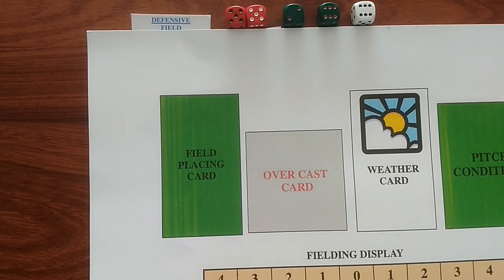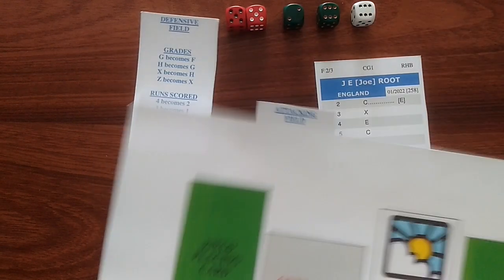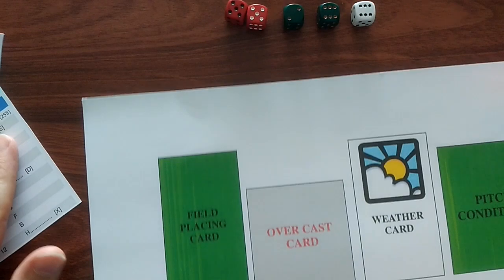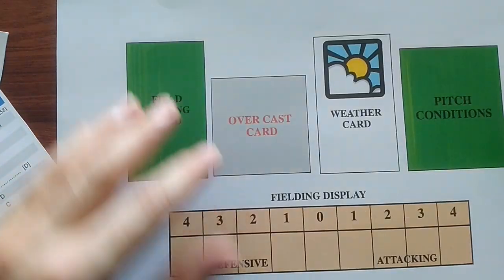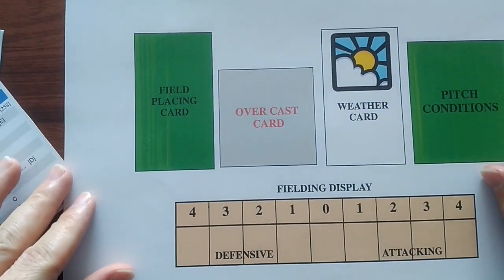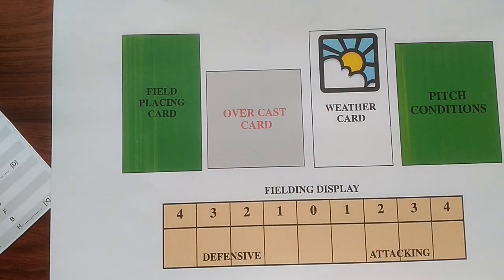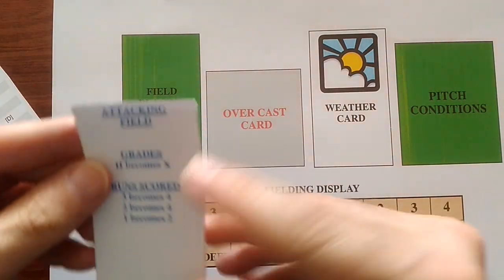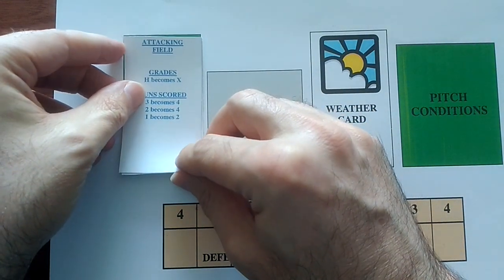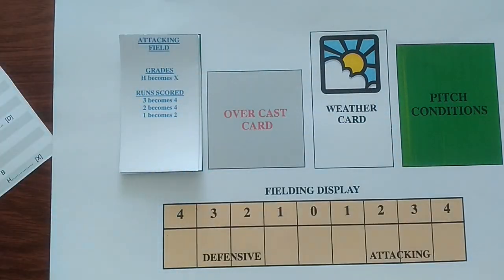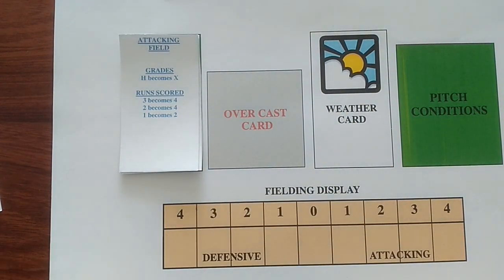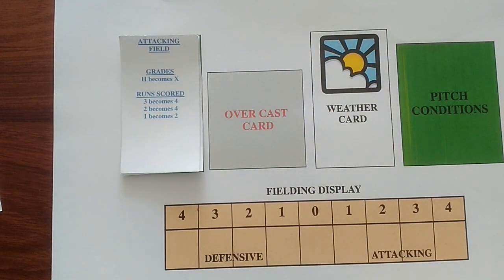So here we are with the fielding display. I'll just quickly move these across. You see here it's got the field placement. So you put the card, if you're using it, whichever one you're using there. So we have that there. If you're using this, of course, otherwise just have it next to it. But down the bottom you see the fielding display.